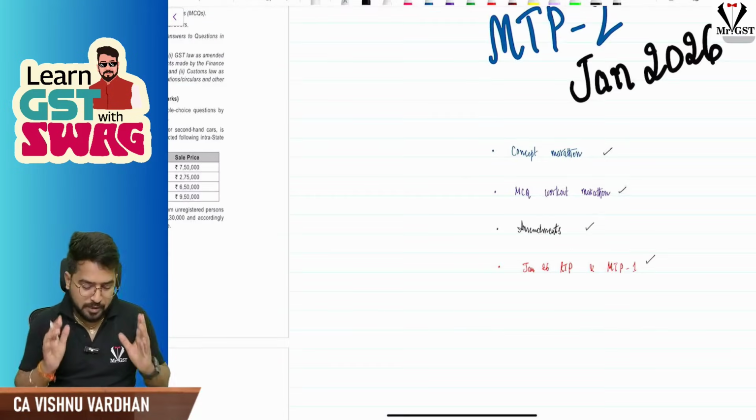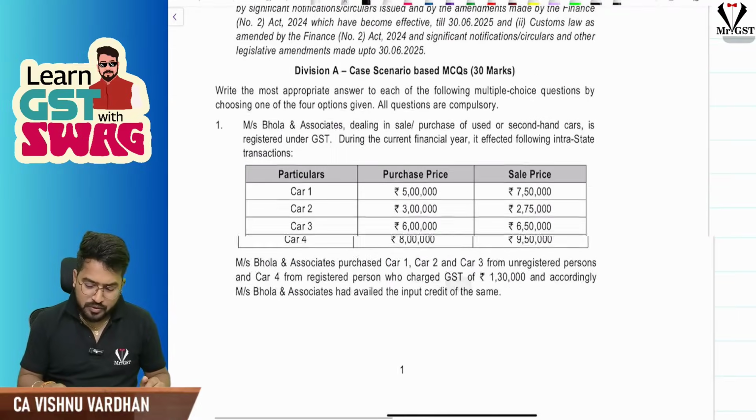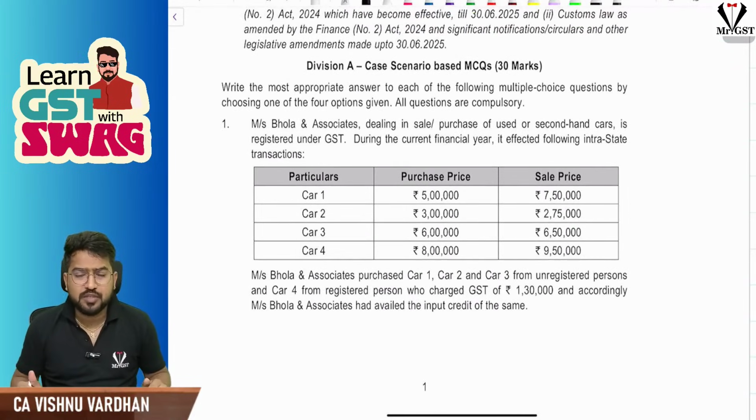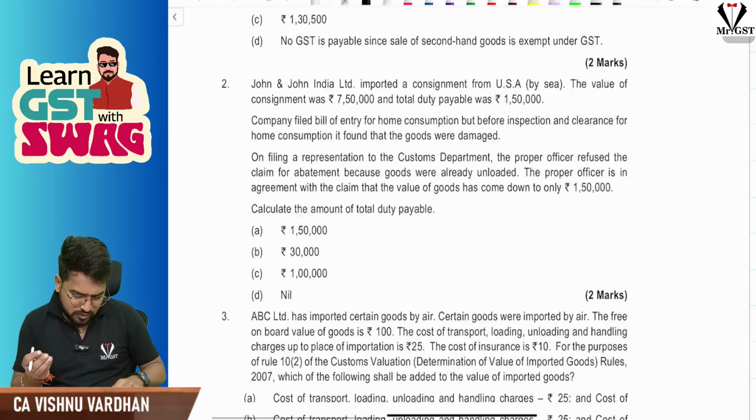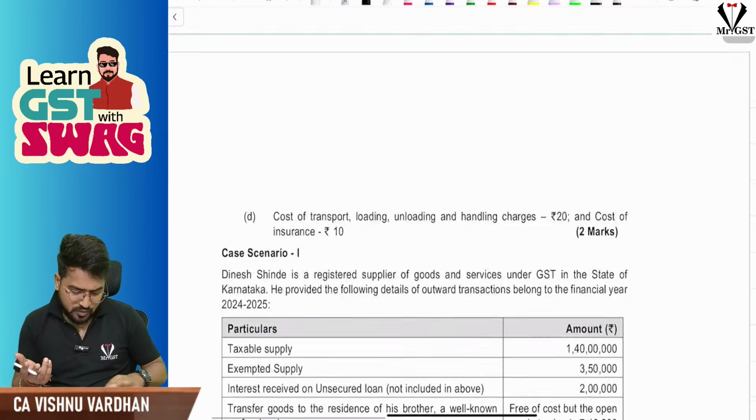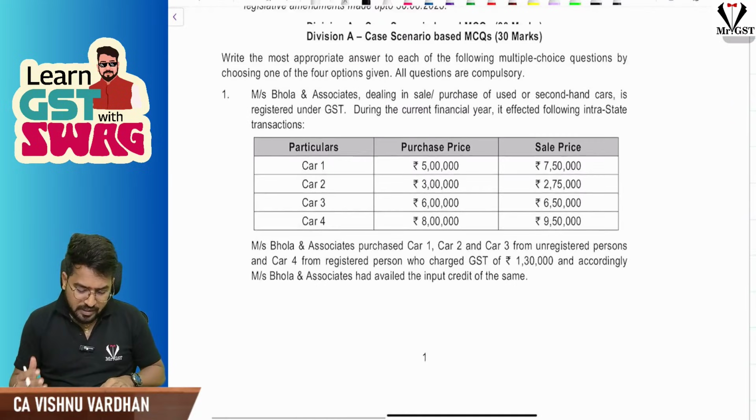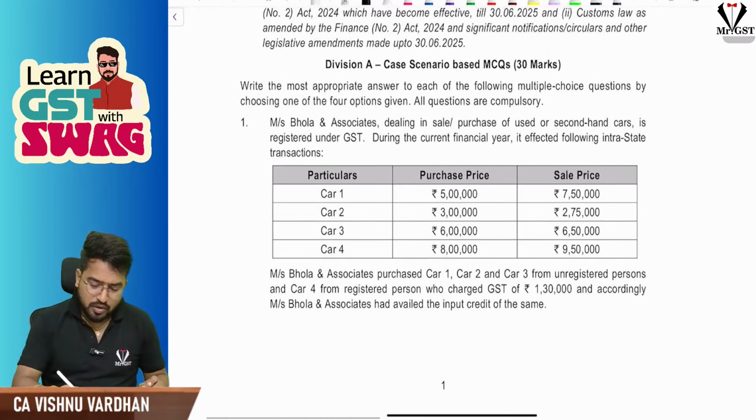Now, coming to the MCQs, in this first part there are a few MCQs, 1, 2, 3, as you know, 30 marks of MCQs. They have given 3 independent MCQs. So first, let us solve those MCQs.